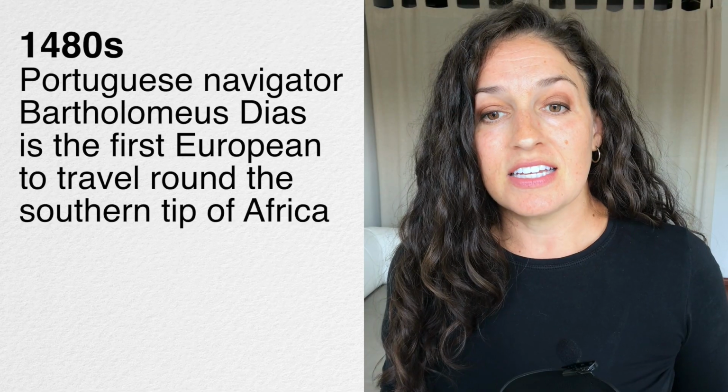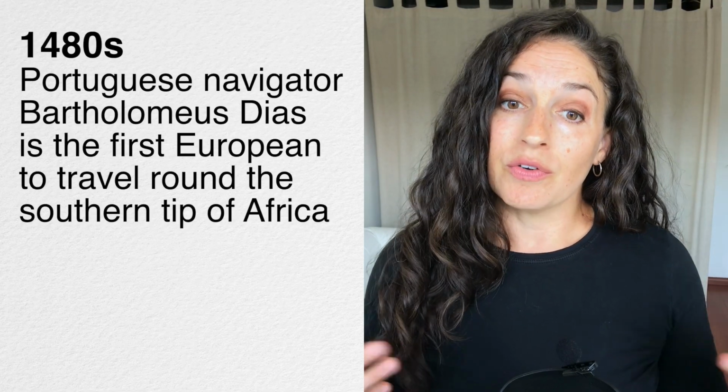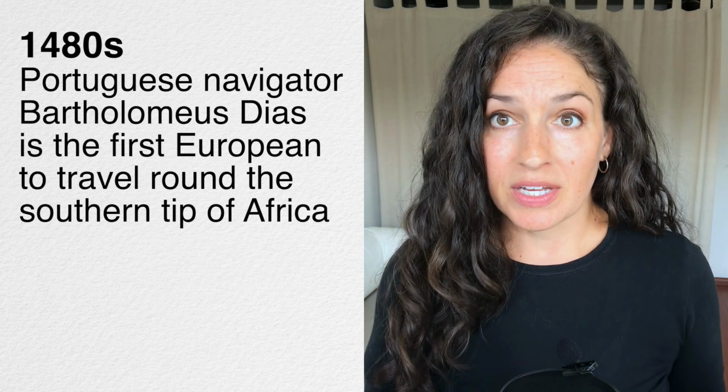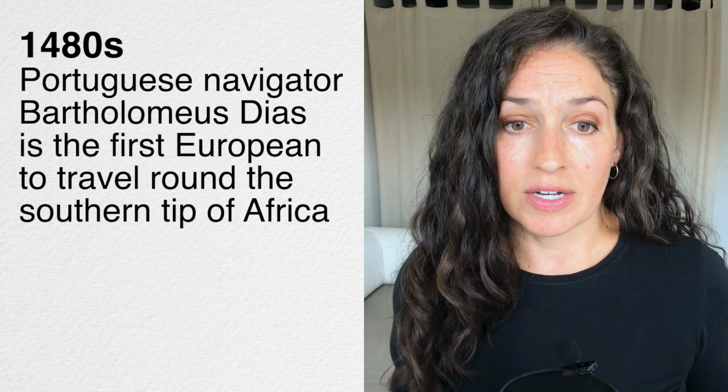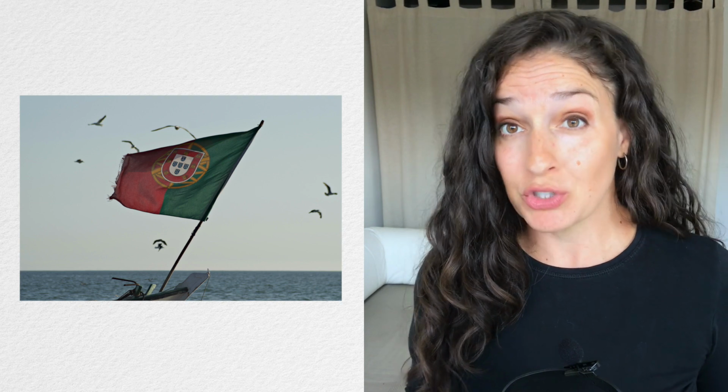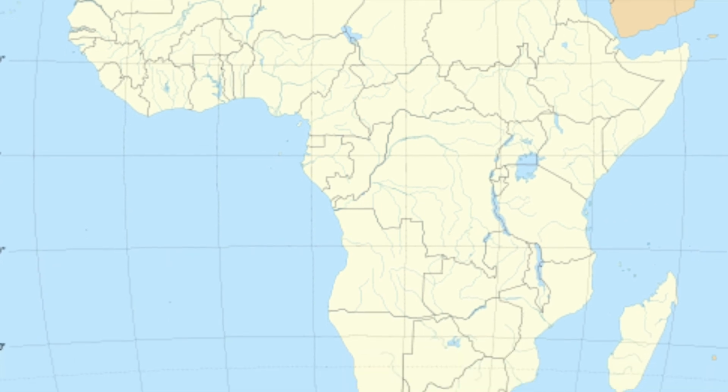Then if we jump forward to the 1480s, this is when we saw the first white Europeans to land in South Africa. Bartholomew Dias was a Portuguese navigator and the first European to travel around the southern tip of Africa. In 1497, the Portuguese explorer Vasco da Gama also landed on the Natal coast. So you already started to see some of that immigration from Europe in the 15th century.